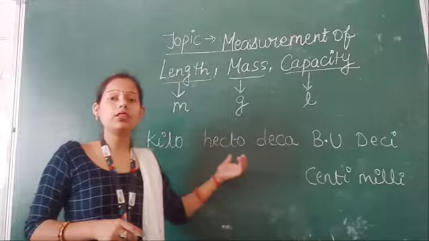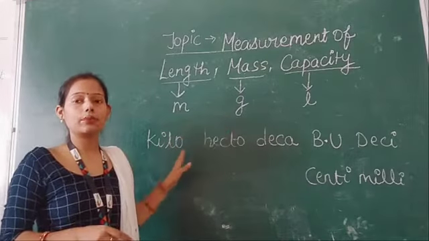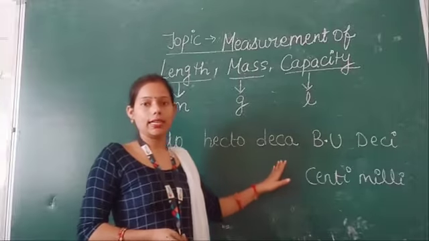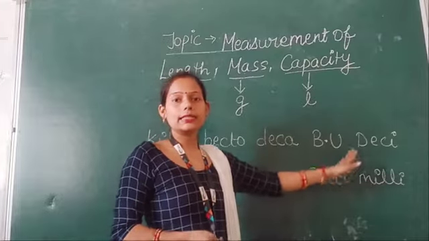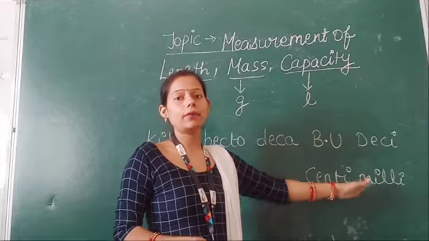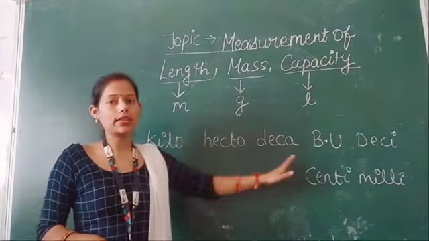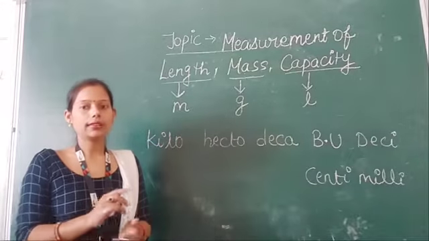And similarly we are talking about capacity. So here the basic unit is liter. So kiloliter, hectoliter, decaliter, liter, deciliter, centiliter and milliliter. So according to the basic unit, our whole table is converted.